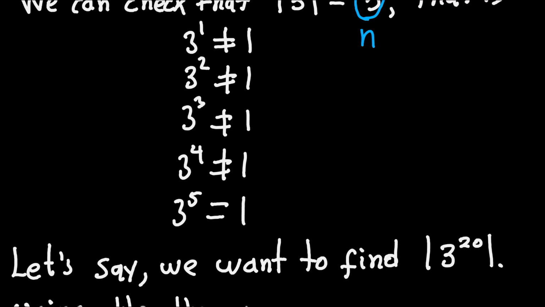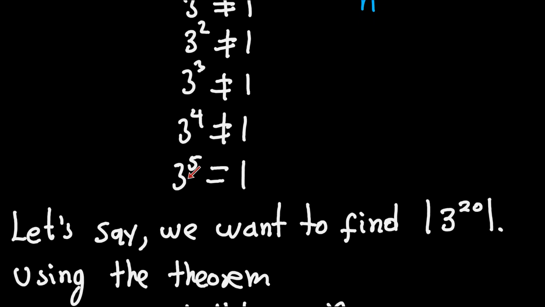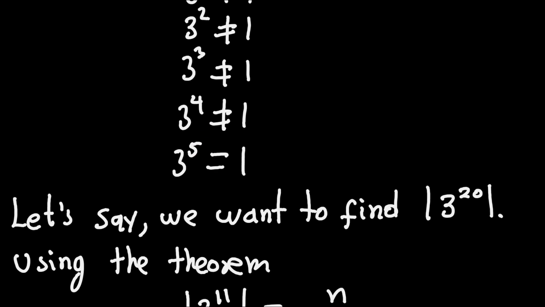You can double check that that is the case. So in this particular case, the element 3 has order 5 because it's the first exponent for which you get the identity, or the smallest natural number for which you get the identity.